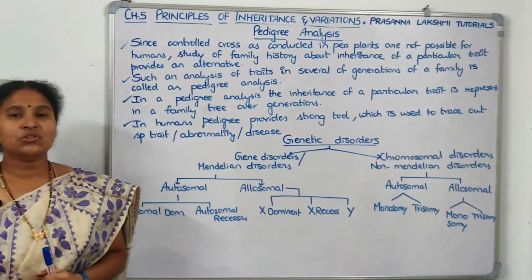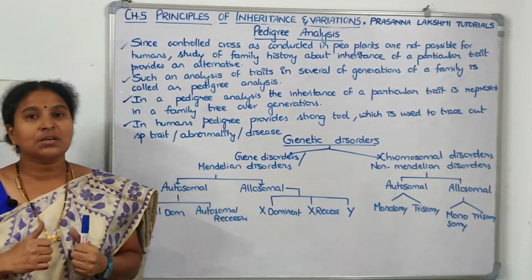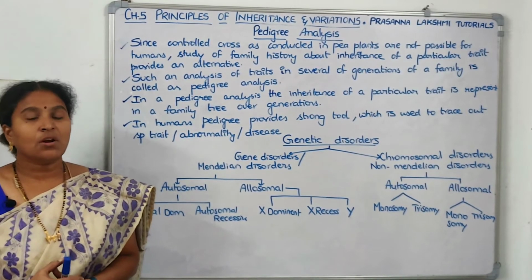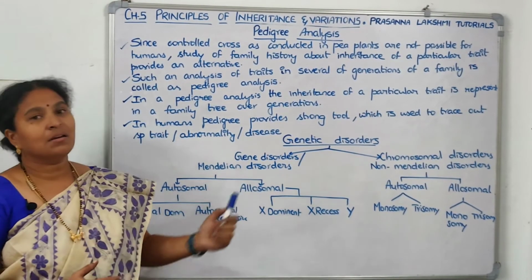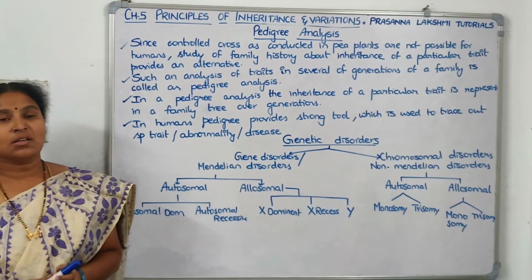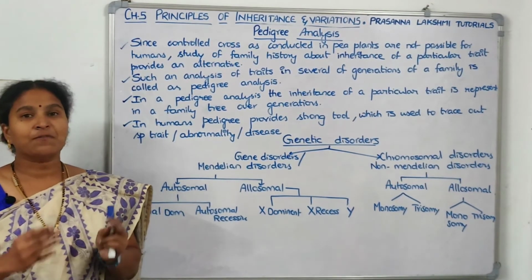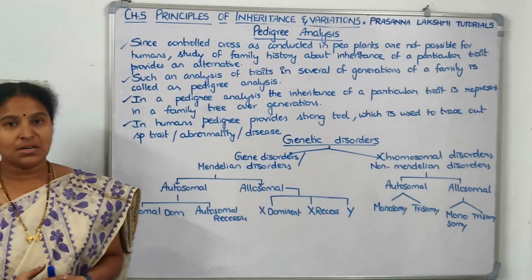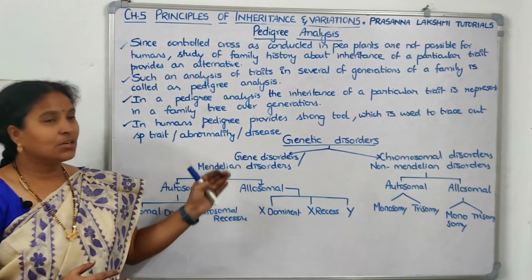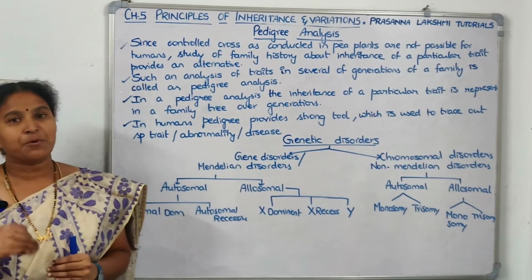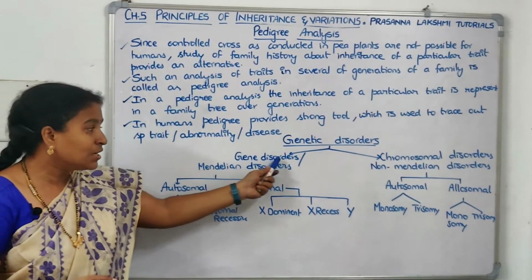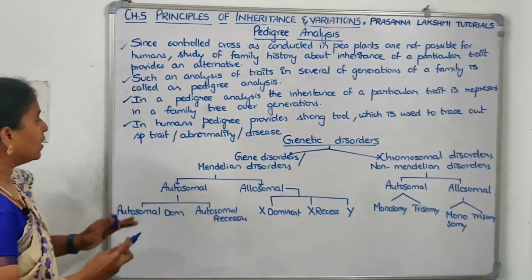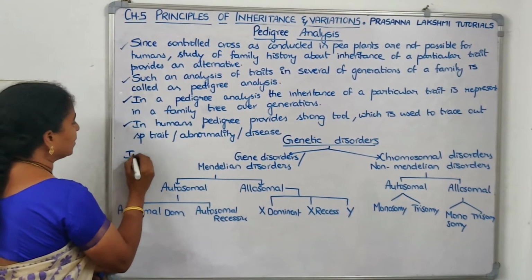Gene disorders means changes in a gene, changes in a DNA sequence, which can also be called Mendelian disorders. Mendelian disorders means they are transmitted from one generation to another generation. That's why Mendel worked on inheritance. Since these genetic disorders are transmitted by the process of inheritance, we call gene disorders, DNA disorders, Mendelian disorders, and Mendelian disorders are inherited.